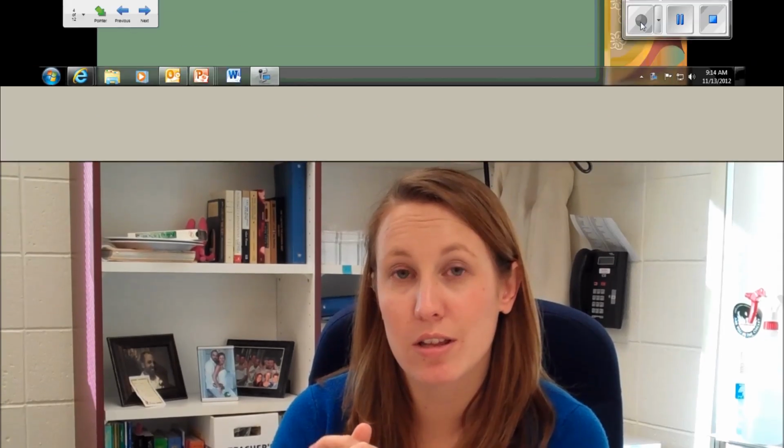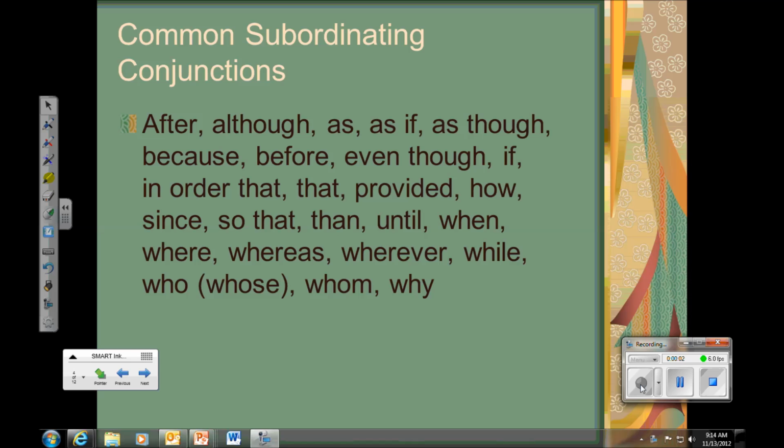There's a list that I'm going to show you. Please write it down. The only way for you to learn your subordinating conjunctions is to memorize them. Take a look at the list. These different types of conjunctions, we have two different types of clauses. The first is an independent clause.